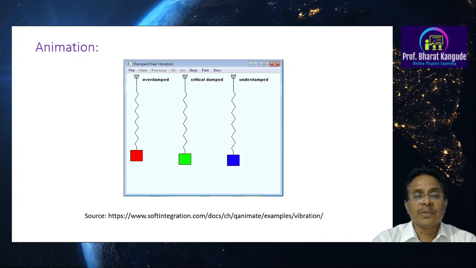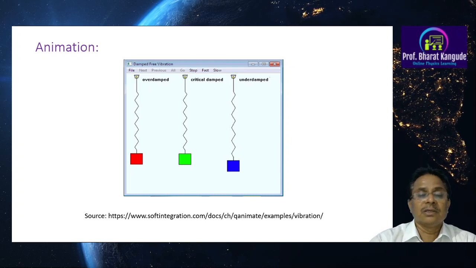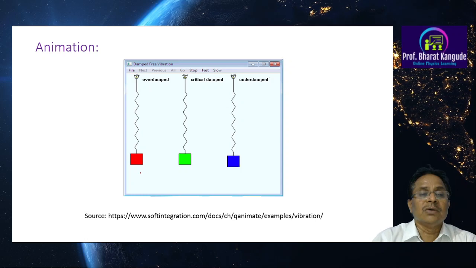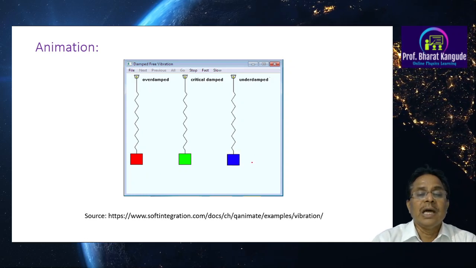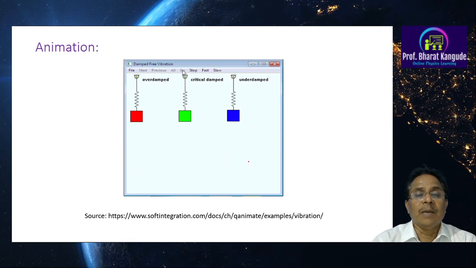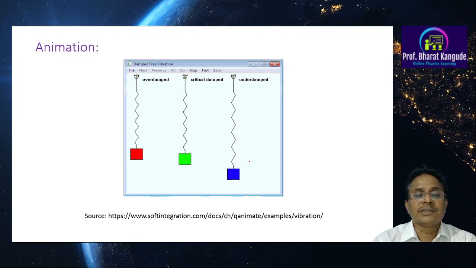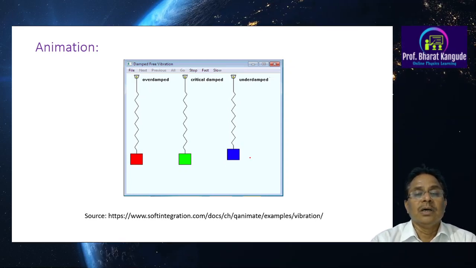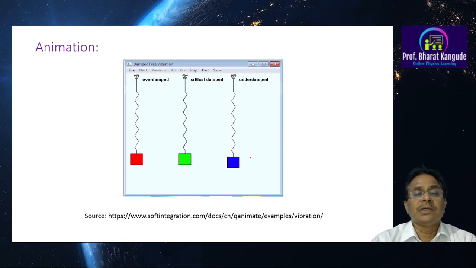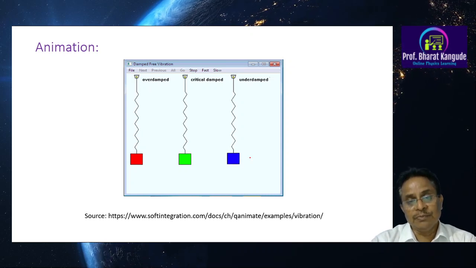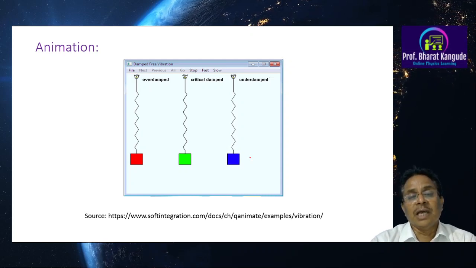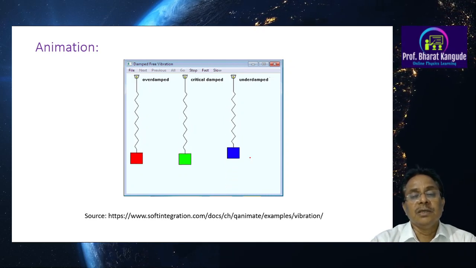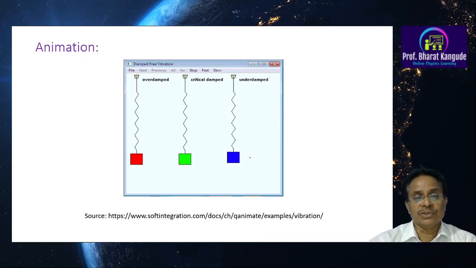Here we can see the critically damped oscillator comes down to the equilibrium position very quickly, whereas the overdamped oscillator requires some more time, and this one is still oscillating with some amplitude as shown there. That is the basic difference between these three types of damped oscillator. Several such animations are available on the net, and through them we can learn many things, which are indicated here in this particular calculation.